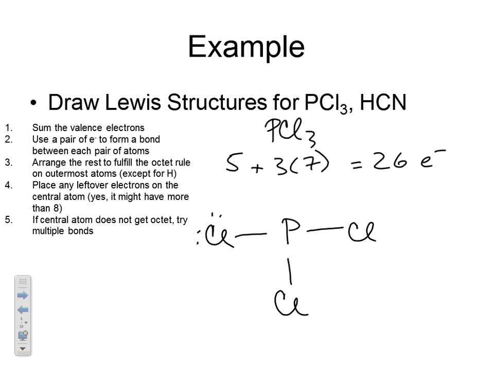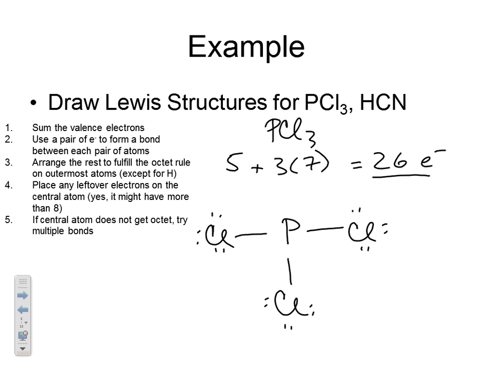So I'm going to give each chlorine an octet by giving it 3 lone pairs, because now it has 2, 4, 6, 8. I'm going to do that for each one. And now I'm going to count my electrons. So again, lone pair is 2, a bond is 2. So I have 2, 4, 6, 8, 10, 12, 14, 16, 18, 20, 22, 24. I've placed 24 electrons. I need to place 26.